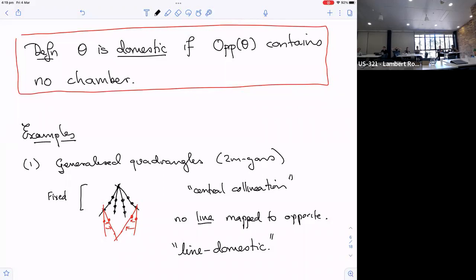However, points get mapped to opposites. These red dots here, they're going to opposites. So this thing maps points to opposites, but no lines to opposites, so we might call that line domestic. Domestic, remember, means not mapped to an opposite. So the lines are not mapped to an opposite.